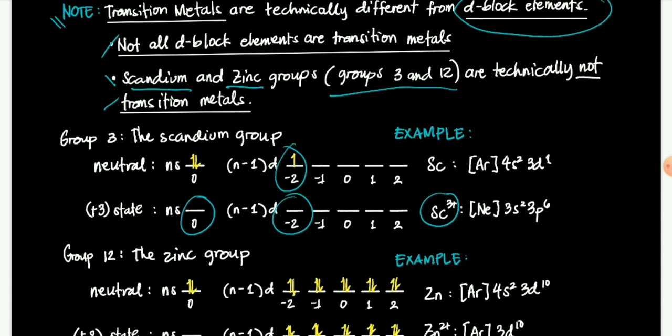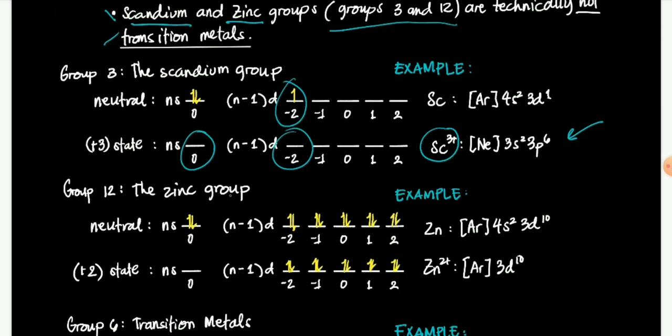At saka si scandium kasi, wala siyang iba't ibang oxidation states. 3+ lang yung pinaka-common or pinaka-stable niya na oxidation state kapag cation si scandium. Okay? For the group 12 naman or yung zinc group, fully filled yung kanyang 3d or yung kanyang d orbital or yung d subshell. Kapag naman charged siya, usually 2+ lang yung nagiging kanyang oxidation state.